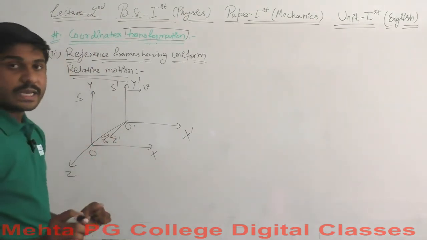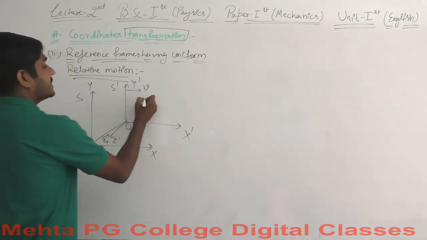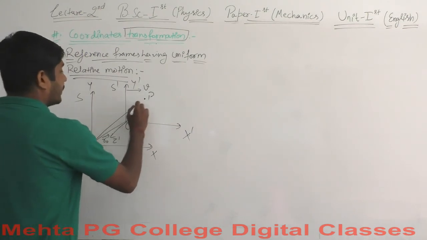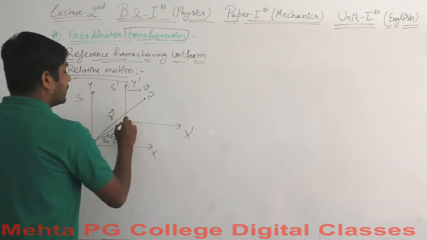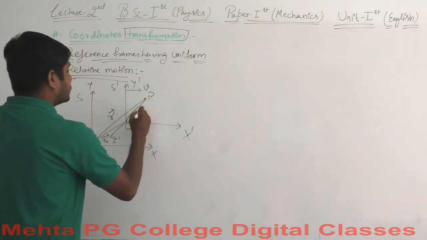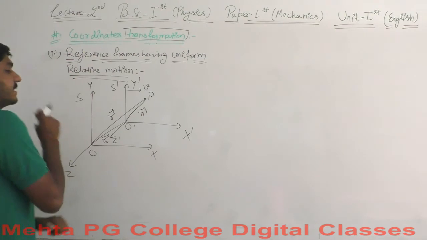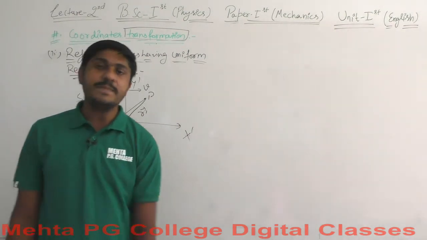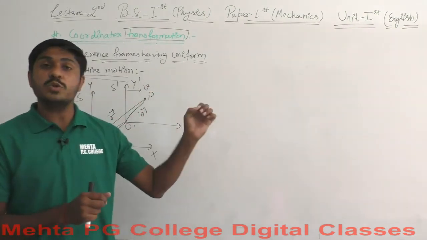Okay, we have an event, this is the point P, which has position vector r vector from the primary frame, and position vector r dash vector from the secondary frame. Well, we will not go through all those deep concepts, but we will go through the mathematics here.